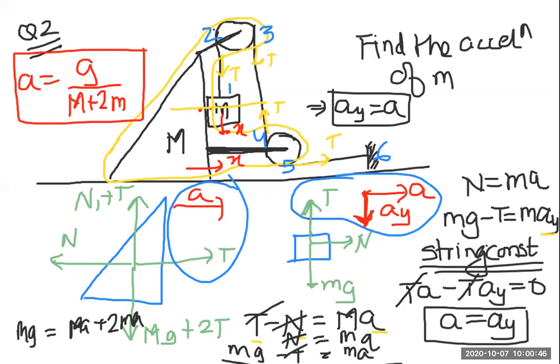न्यूमरेटर में mg होना चाहिए. हाँ. गुड, यस. वेरी गुड, यस यस यस. हाँ लेकिन a_y is equal to a आ गया ना भाई, इसको रिप्लेस कर दो ना. चलो नेक्स्ट.